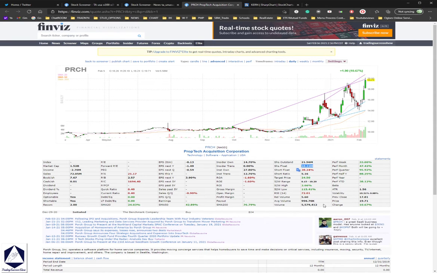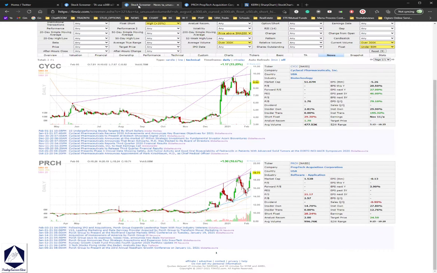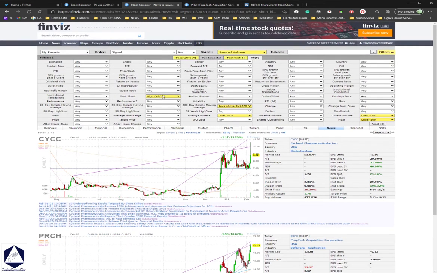The average volume is good. It's almost 1 million shares traded on average, and on the last trading day, 5.6 million shares were traded. These actually look really good, but we have greater than that.